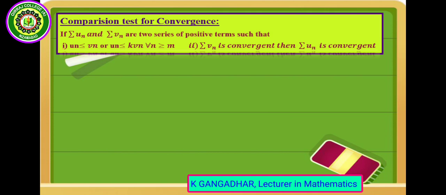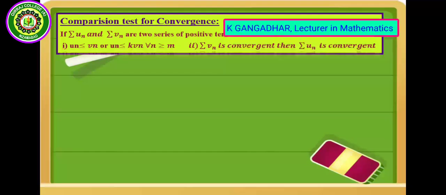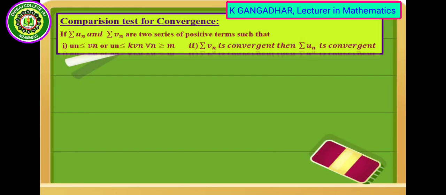then sigma un also converges. So here sigma un and sigma vn are two series of positive terms such that un less than or equal to vn, first condition. Second condition, sigma vn is convergent, then sigma un also converges. So it is the comparison test for convergence.